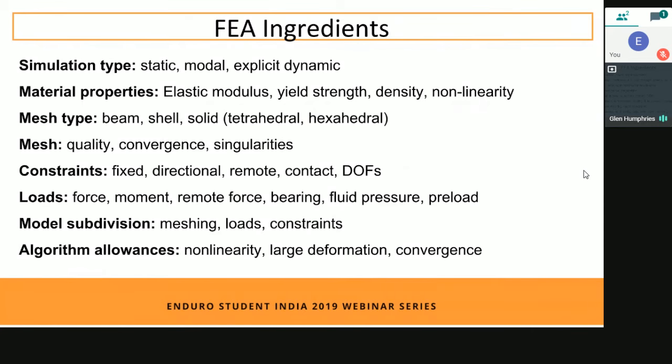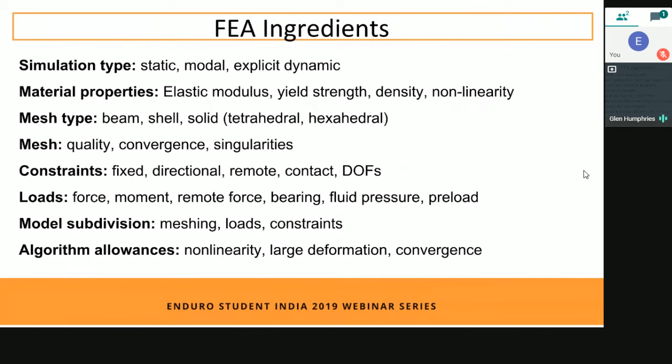Loads, obviously you've got forces, moments. We've also got things like remote forces, and that's where we have something attached to a component, putting a force on it from a distance. For example, loading up our upright using a force applied at the contact patch, rather than just pushing on our wheel hub itself. We push where the tire is pushing, and that'll give us our correct loading pattern.